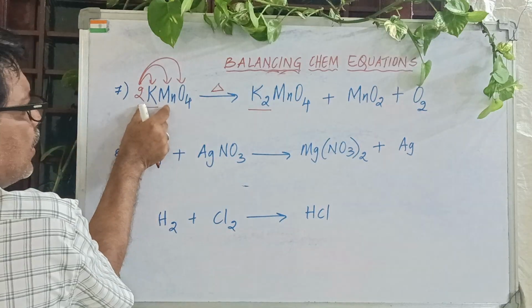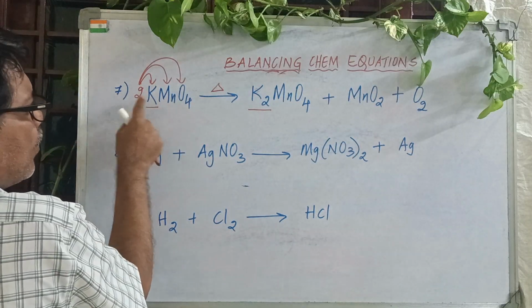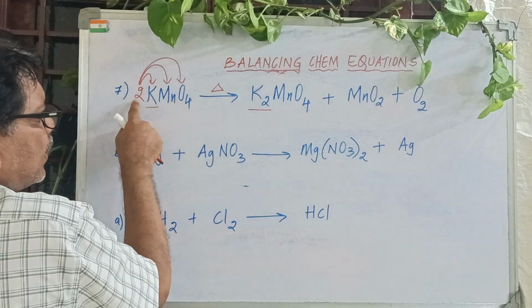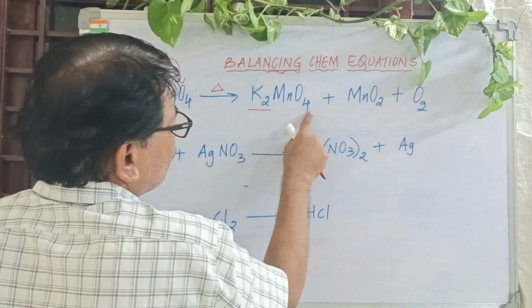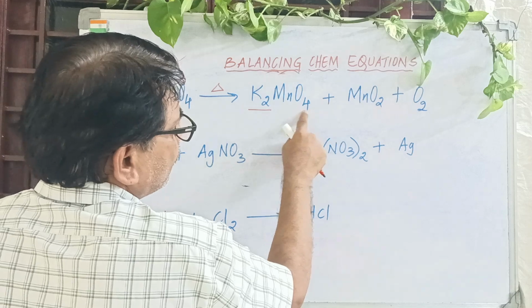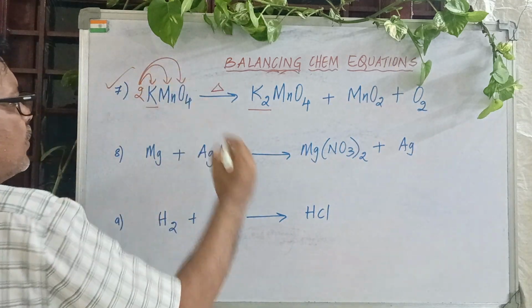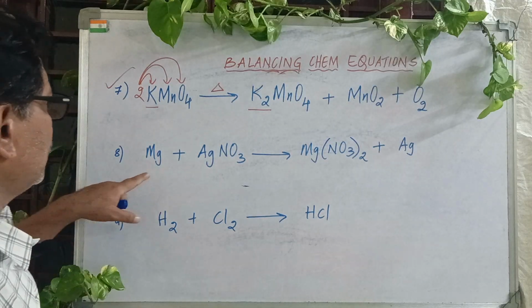Here also it is said that there are 2. Now oxygens are how many? 2 4s are 8. Same way, 4, nothing is there in front, 4. 4 plus 4 is 8. This is balanced.